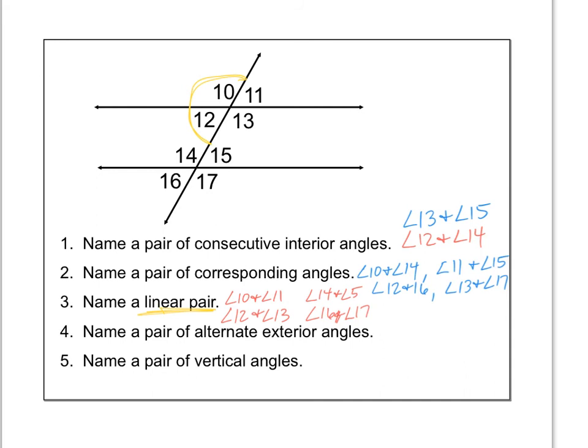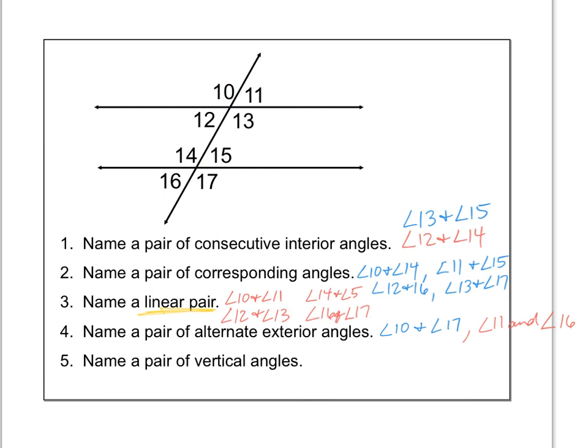Number 4, name a pair of alternate exterior angles. Okay, so this time there's only 2. Alternate exterior means they have to be on the outside. And so like 10 and 17, those are alternate exteriors. Here's your transversal. There's one on the left and one on the right. 10's on the left and 17's on the right. So angle 10 and 17 are alternate exterior. And the other pair that would work is angle 11 and angle 16. This one and this one are also another pair of alternate exteriors.